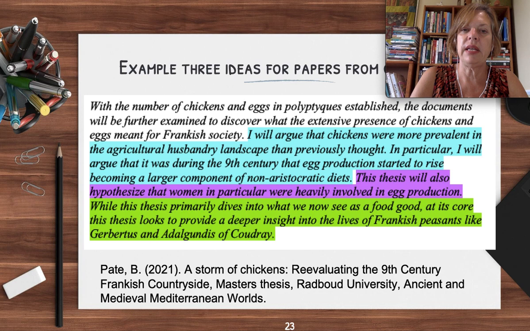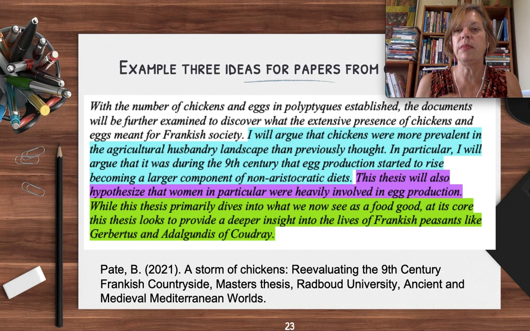So here's just one example, from a master's thesis written by Ben. This thesis was quite well organized, so it's really easy to see how these three papers would work. In the thesis, Ben looks at the presence of chickens and eggs in Frankish society and medieval society, and he has an argument about chickens, that they were much more prevalent than we thought. But he also has an argument about women, that women were involved in egg production. And he has another argument about how we see food and what food looked like at that time. So although these three arguments are interwoven throughout the thesis, he can extract them into three separate papers.